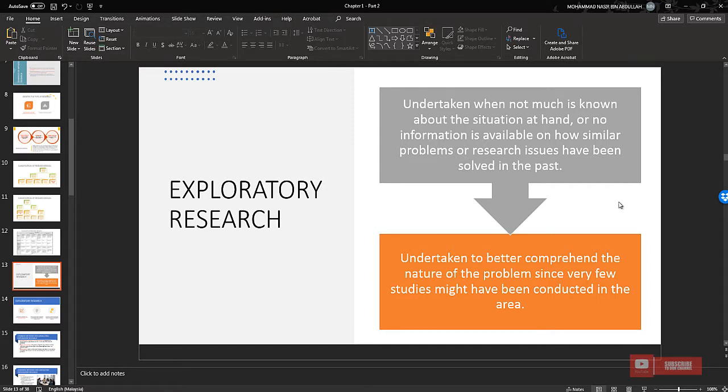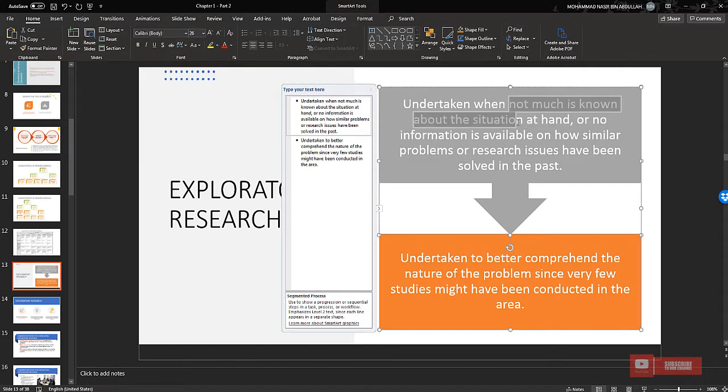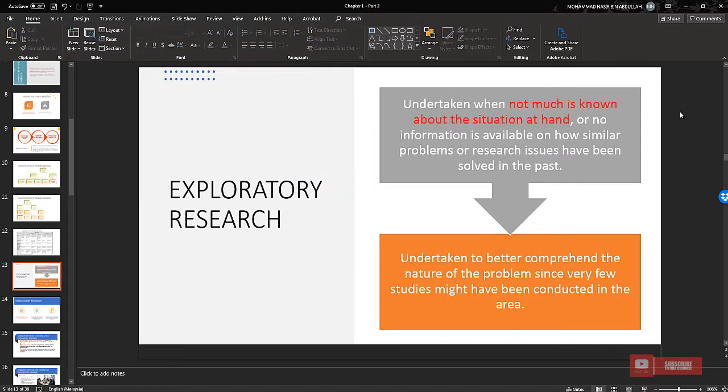Exploratory research is undertaken when not much is known about the situation at hand. So this is the exploratory. We don't really know what is happening, so we try to explore. No information is available on how similar problems or research issues have been solved in the past. We don't have any information whether the problem has been solved previously or not. So we try to explore what possible factors might affect the problem.